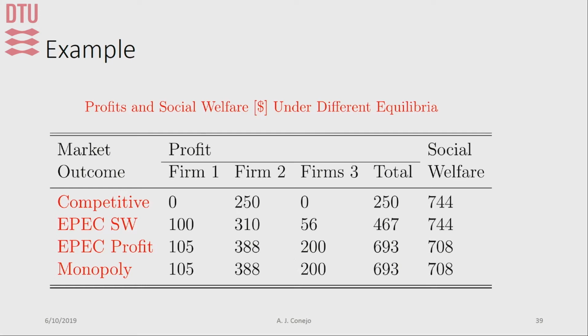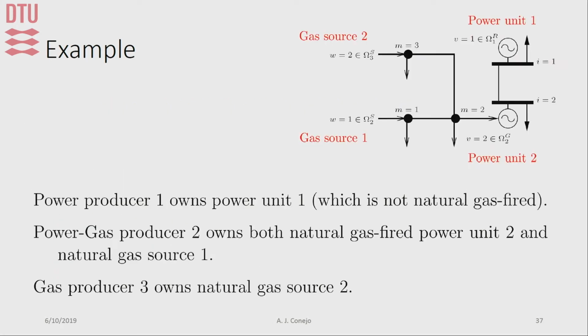If we solve the MPEC in which the three different producers act strategically, power producer 1 is producing offers to sell power to the best of his interest to maximize his profit, and this one sells gas and electricity to maximize his own profit and produces offers with this purpose, and the same thing for this one.